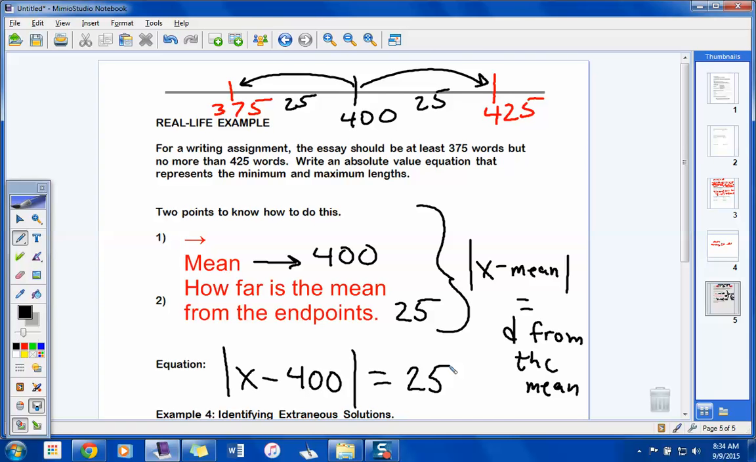When you're doing story problems that involve a maximum and a minimum, the first thing you're looking for is the mean. And then the second thing you need to know is how far the mean is from the endpoints in your formula. X minus the average is the distance from the endpoints. Okay? So let's talk about that example.